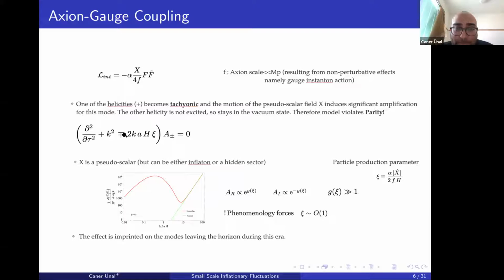One of them has a plus, so it behaves like a positive mass square, as you see. But in the other one, it becomes a minus sign. This minus sign is interesting because it makes it unstable for some regime, and this regime is around the horizon crossing. So when these gauge fields are leaving the horizon during inflation, as the space-time just grows, these guys, due to this tachyonic instability, are sourced by the motion of the axion field.